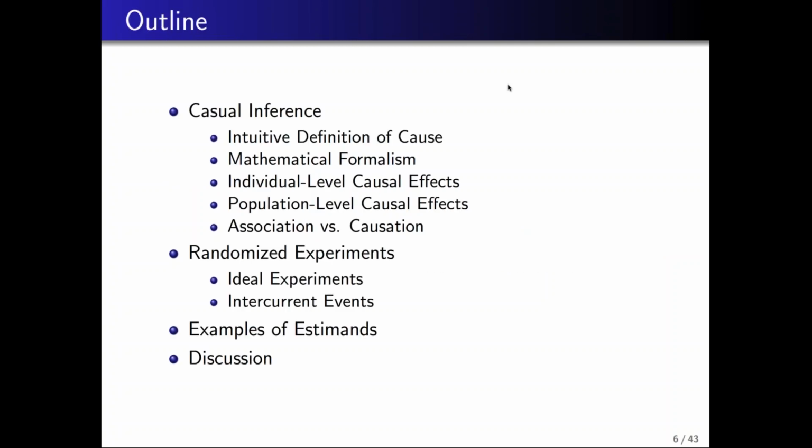So in terms of the outline of my talk this morning, I'll talk about an intuitive definition of cause. I'll provide a mathematical formalism. I'll talk about individual level causal effects, population level causal effects, the difference between association and causation. I'll talk about randomized experiments in their ideal form, and then talk about intercurrent events, which is something that is discussed heavily in the ICH addendum. And I'll give examples of 4 or 5 estimands, and then make some comments for discussion, and then open it up for your questions.